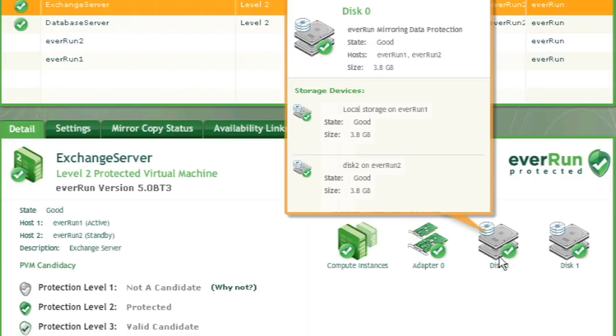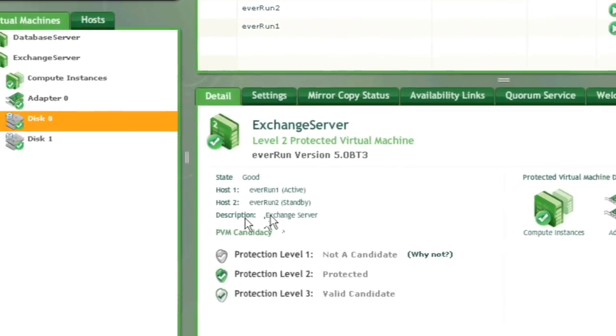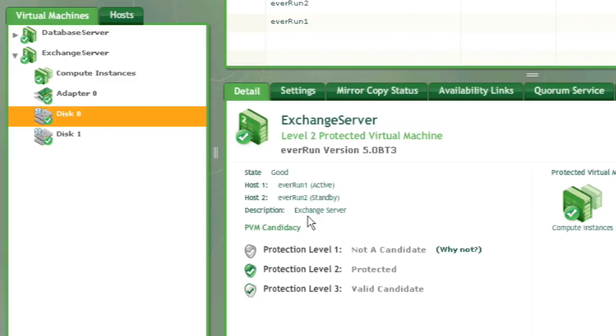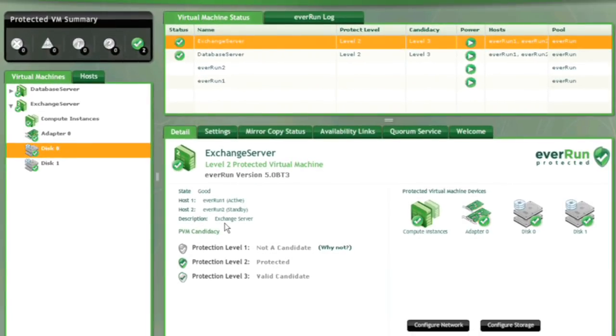Notice now that the active network is back on host 1, and that the disks are resynchronized and both in a good state. Everything is back to a fully protected state after withstanding and recovering from multiple failures, all without any interruption.